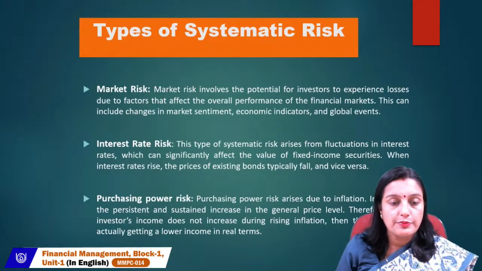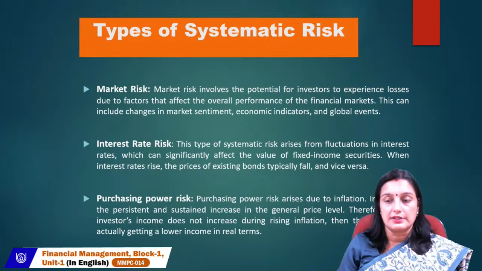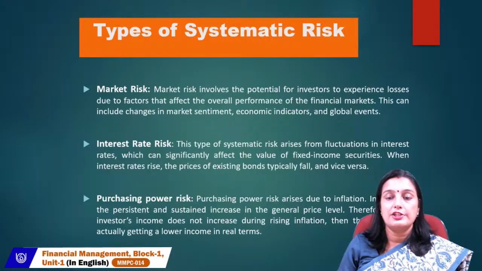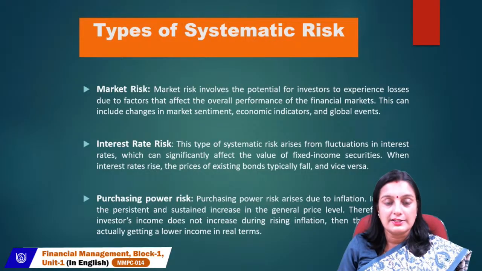And the third, I have already told you, is purchasing power risk, which is also known as inflation risk. Purchasing power risk arises due to inflation. Inflation is the persistent and sustained increase in the general price level. Therefore, if an investor's income does not increase during rising inflation, then the investor is actually getting a lower income in real terms. So because of inflation, our purchasing power reduces. I gave the example in the previous slide. You can buy sugar at 50 rupees per kg now. Because of 10% inflation, the same 1 kg of sugar will be 55 rupees, and your purchasing power has been reduced.